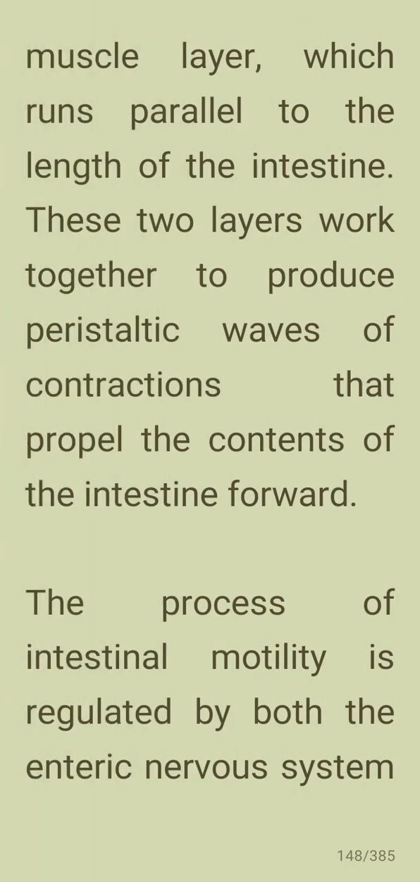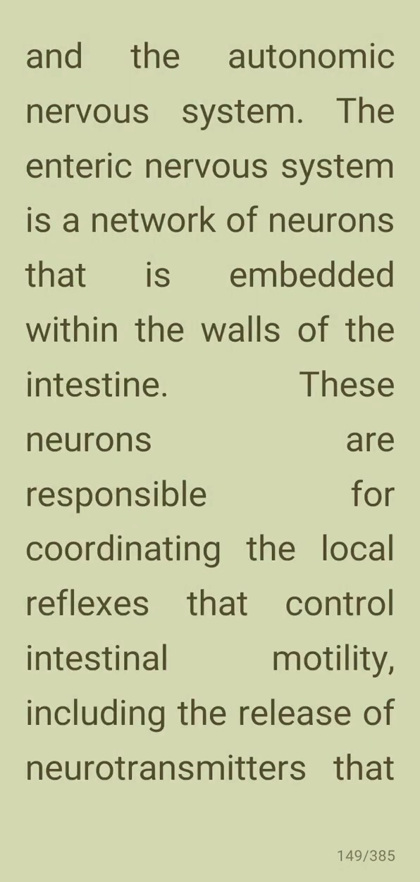intestine, and the longitudinal muscle layer, which runs parallel to the length of the intestine. These two layers work together to produce peristaltic waves of contractions that propel the contents of the intestine forward. The process of intestinal motility is regulated by both the enteric nervous system and the autonomic nervous system. The enteric nervous system is a network of neurons that is embedded within the walls of the intestine.